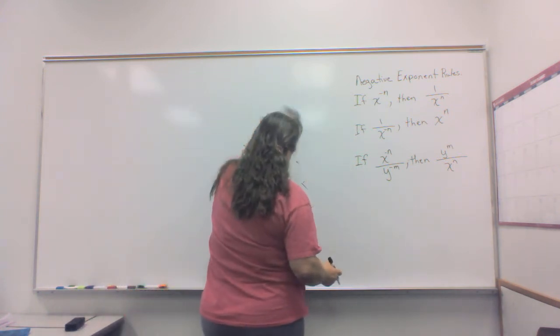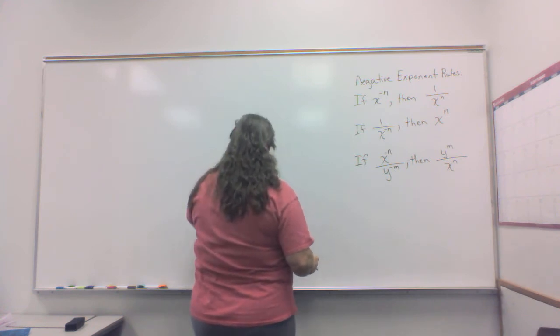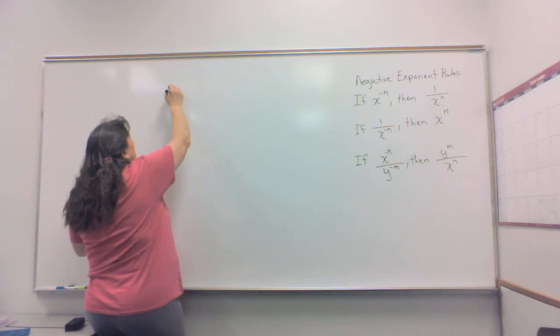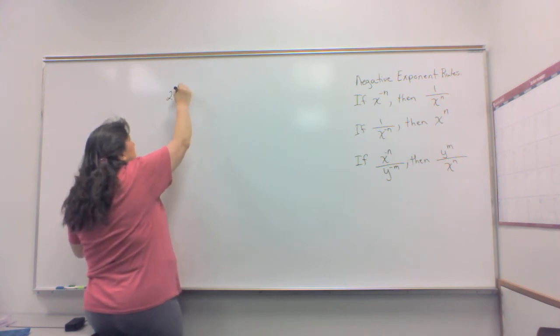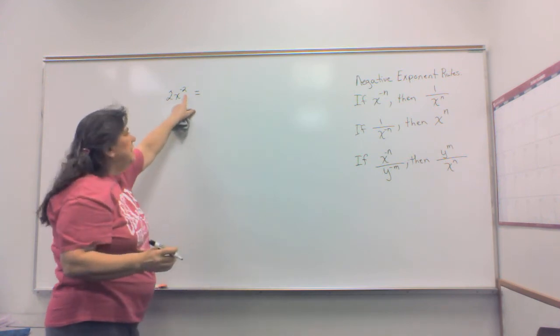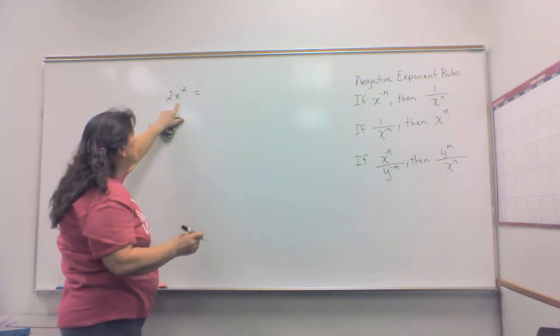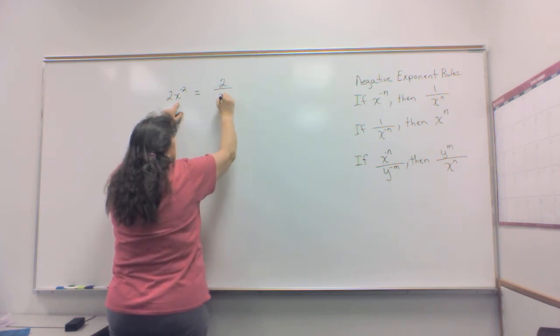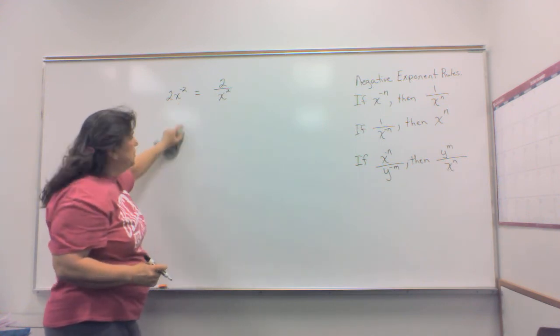Now let's do some more examples to give a little practice on this. Okay? 2x to the negative 2. This is going to be that negative 2 applies only to the x. So my 2 stays in the numerator, and my x goes to the denominator and becomes a positive 2.